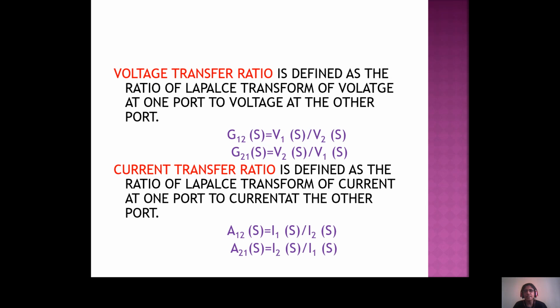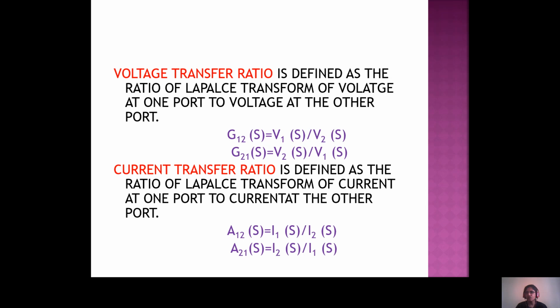So in the voltage transfer ratio, G12 is equal to V1 of S by V2 of S, G21 is equal to V2 of S by V1 of S. When you consider the current transfer ratio, A12 is equal to I1 of S by I2 of S, and A21 is equal to I2 of S by I1 of S.